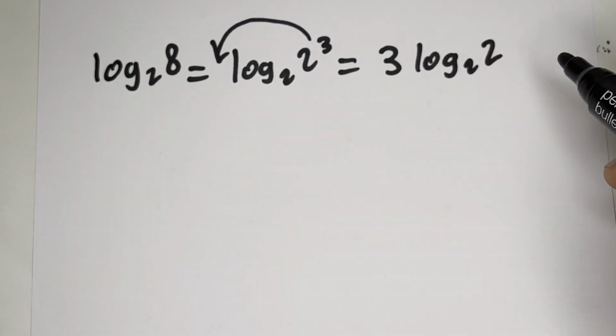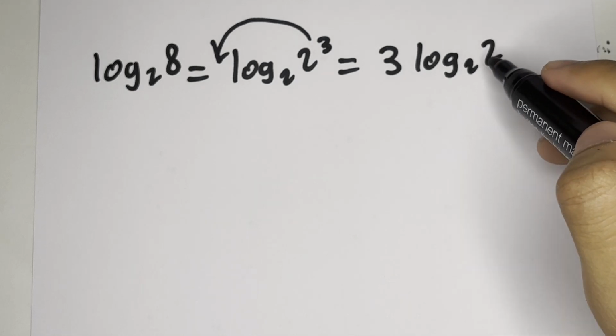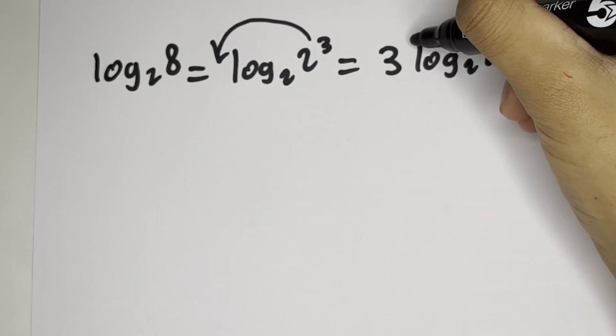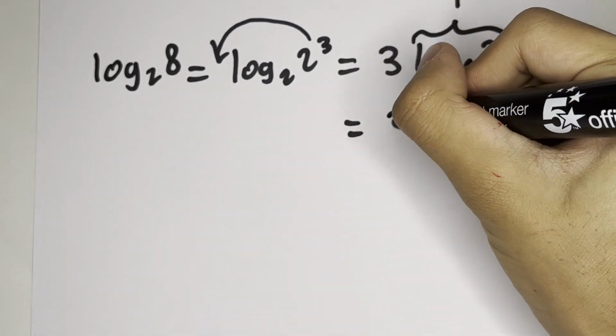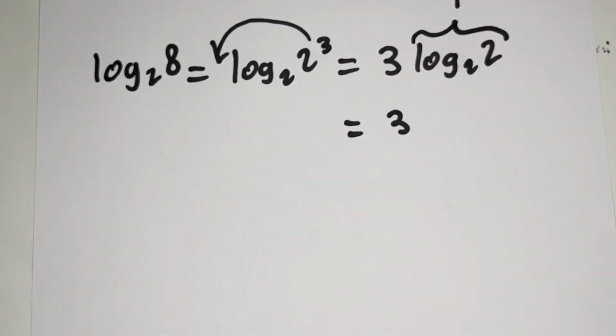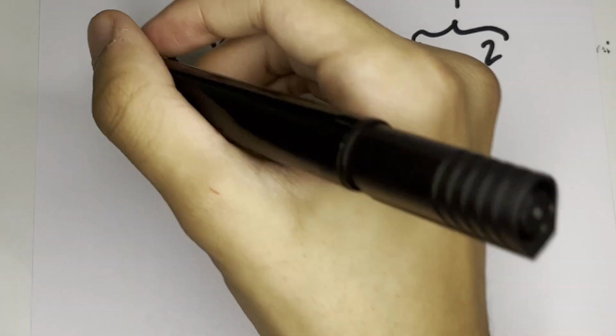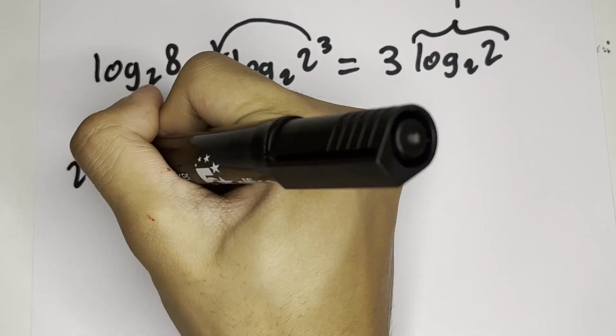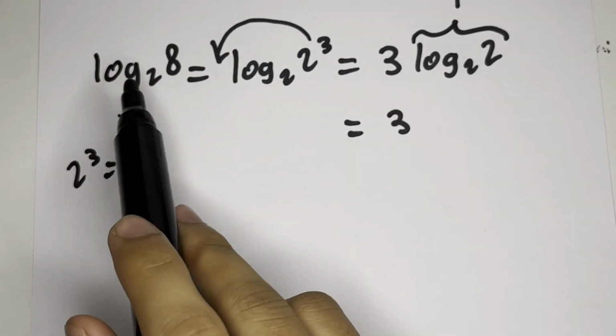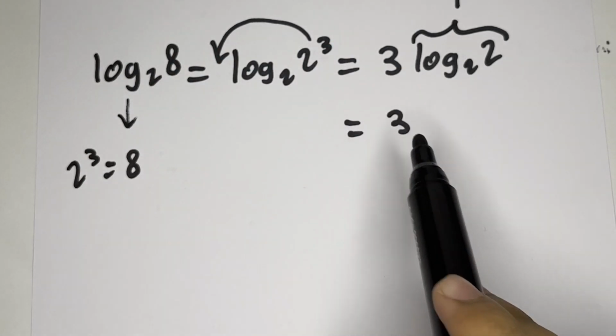Now, from one of our identities, we know that if the base and the larger number are the same, this is just equal to 1. So this is equal to 3. And again, this makes sense if you think about it from the definition of a logarithm point of view, where 2 cubed is equal to 8. So log base 2 of 8 should equal 3.